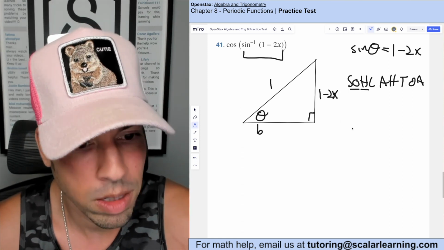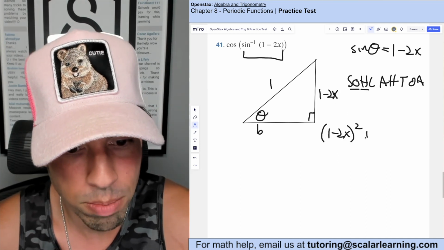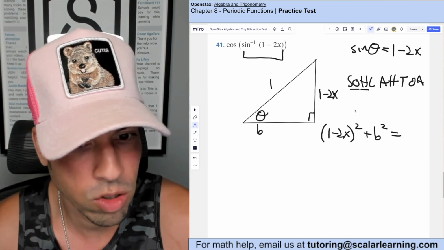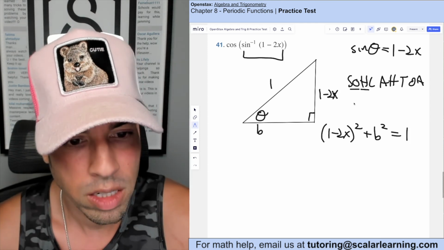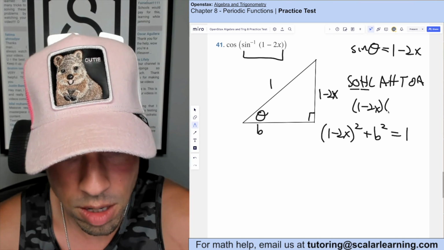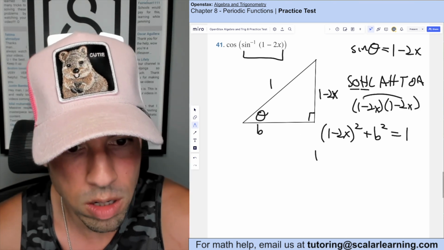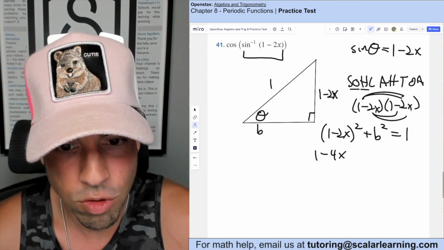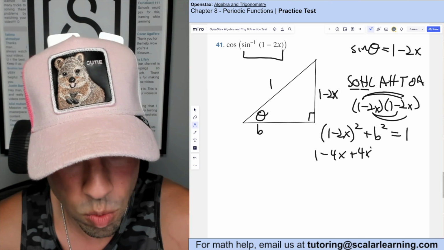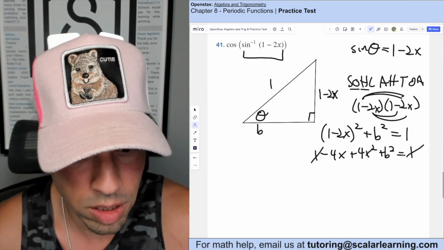I'll call this b. So I'll say (1 minus 2x) squared, that can be a, plus b squared equals c squared, which is 1 squared, which is just 1. And then if we FOIL this one out, it's 1 minus 2x times itself, like this, 2 binomials. So we have to FOIL. So I get 1 minus 2x, that's minus 4x. And then negative 2x times negative 2x is 4x squared. And then plus b squared equals 1. These two ones are going to cancel out.